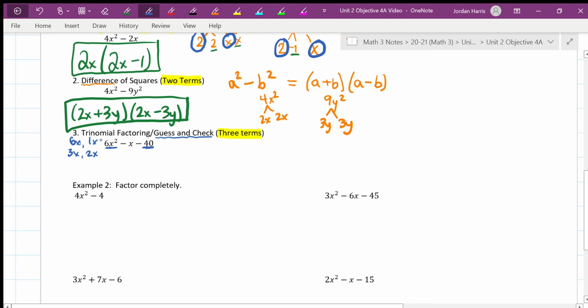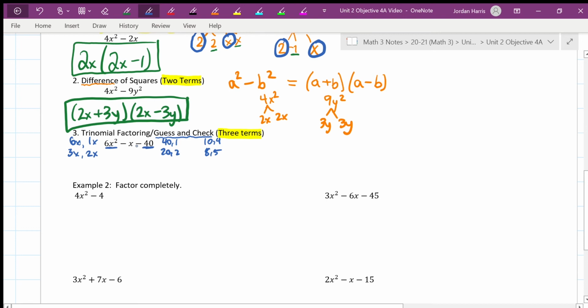But I'm going to talk about how I like to do it. So now we're going to look at the 40. So we have a 40 times 1. We have 20 times 2. We have 10 times 4, and we have 8 times 5. All of those make 40.